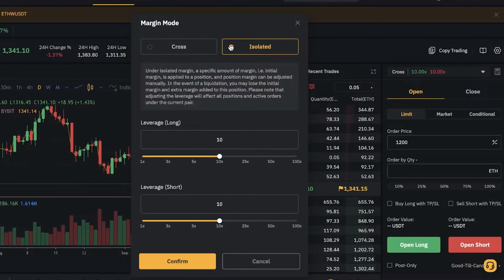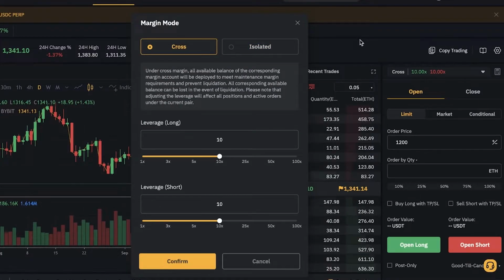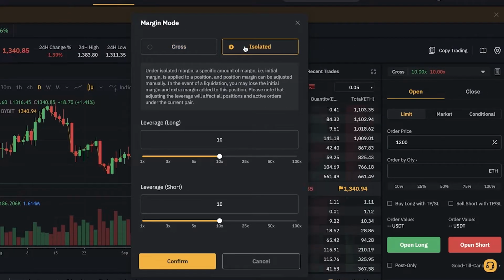Now, cross and isolated are two different types of trades. In cross, all the available balance that you have will basically be put in to maintain the requirements that are present and prevent liquidation. However, in an isolated trade, a specific amount of money will be applied to the specific position. So let's say you have $10,000 and you have 3 open trades out there, such as one for Ethereum, one for Bitcoin, and one for Cardano. And what an isolated trade will do is that it will equally distribute your money into all of these specific trade positions. And this will allow you to manage all your positions at once.